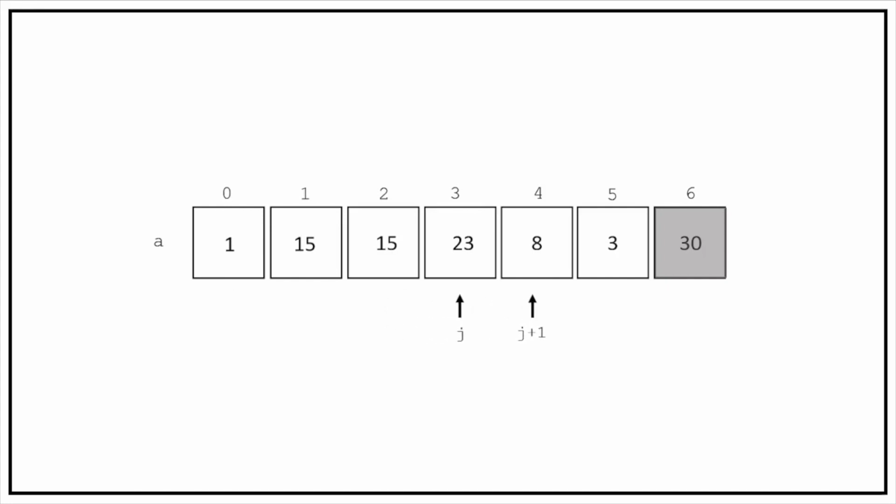Is 23 greater than 8? True. So we swap and move forward. Is 23 greater than 3? True. So we swap. That iteration for j is done. i increments, and that spot becomes gray.